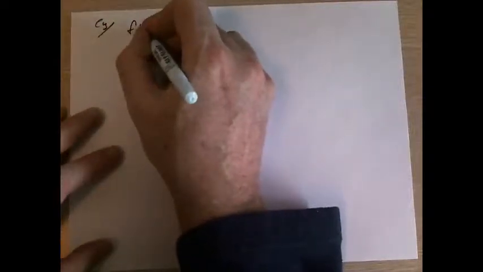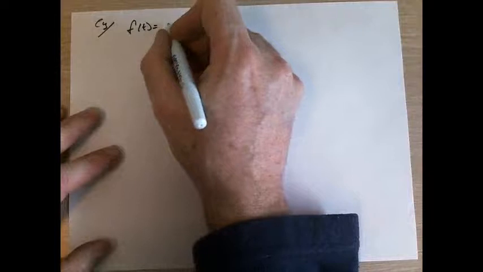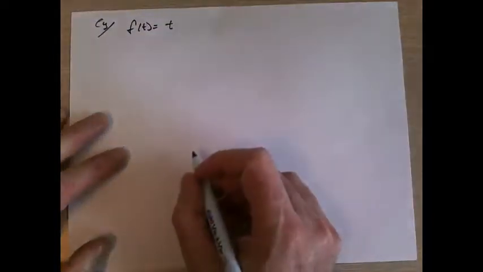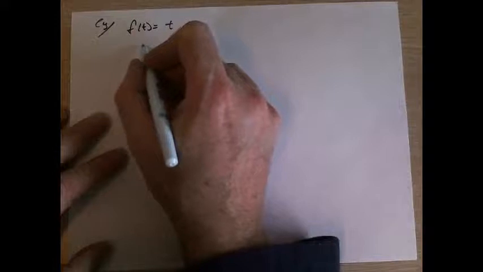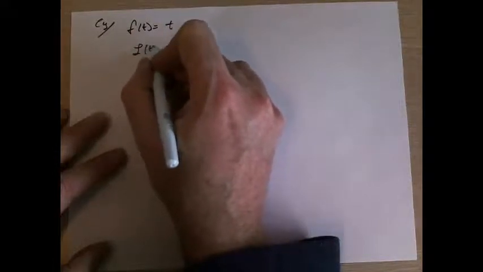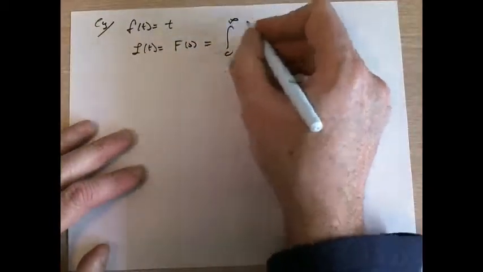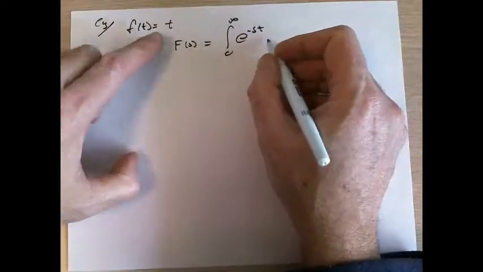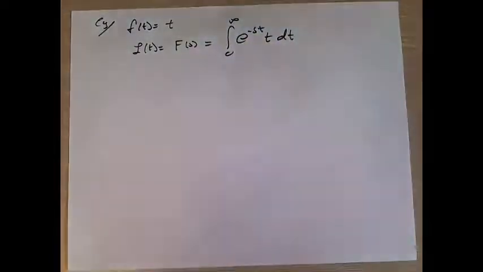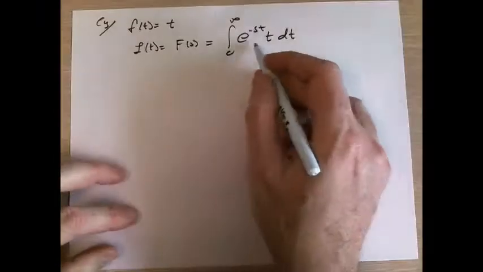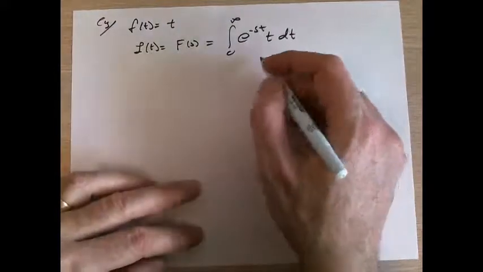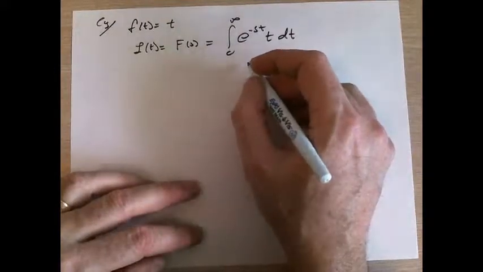Grab another piece of paper, and let's try another example. How about f of t is t? Again, stay fairly simple. Then the Laplace transform of this function, I'm going to call it capital F of s, is the integral from 0 to infinity of e to the minus st times t dt. This section is a really good review of Calc 2. You've got all kinds of things that are going to show up here as integrals. Can you do it? Well, I think we can do this one.